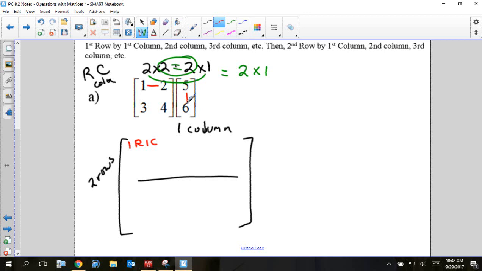And then when we multiply them together, you only multiply elements that are in the same order. So I multiply the 1, which is the first element, with the 5, which is the first element in the row then column. So I multiply 1 times 5, and then we add our second element 2 multiplied by our second element 6. 2 times 6.